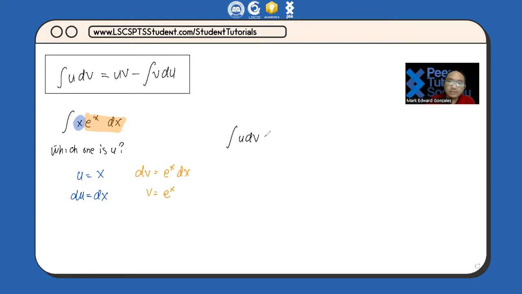The integral of u dv is equal to uv minus the integral of v du. A very, very cute formula to say. u is x, v is e raised to x. You can also follow the color code that we have here. du is equal to dx. Simplifying, we get x multiplied by e raised to x.